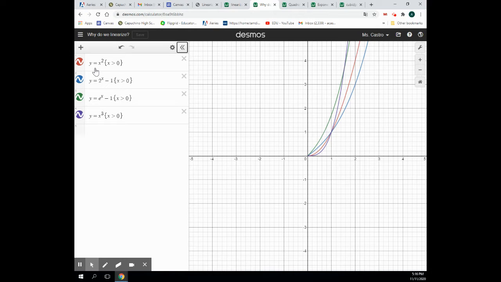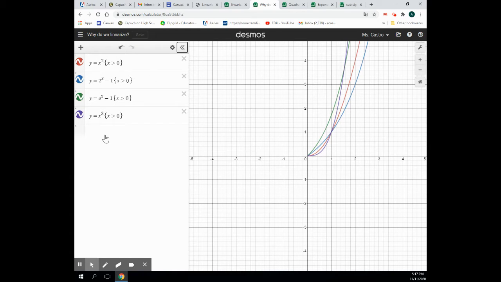The red line is a quadratic, x squared. That's also called a power function. When x is raised to a power, we call that a power function. The next one is an exponential function, the blue one, 2 to the x. So when x is in the exponent, we call that an exponential function. The next one is also exponential, that's the green one, and that's e to the x. We use e a lot, especially in the biological sciences. And then the last one is a cubic, also known as a power function, x to the third, and that's the purple one.